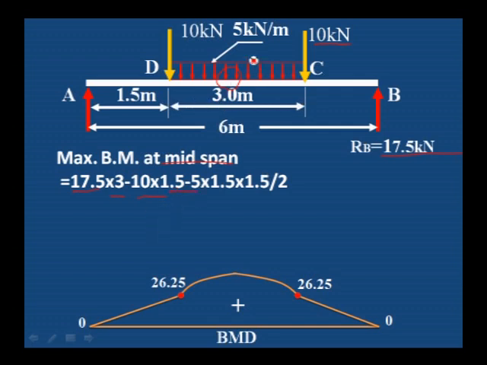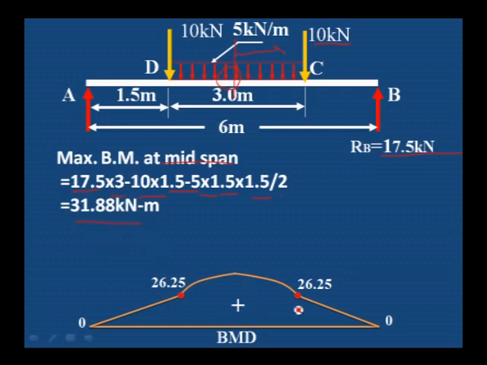minus uniformly distributed load 5 into half section only we are considering. Load half, that is 5 into 1.5 distance only. We are not considering the left side of the load, only the half portion, 1.5 distance, uniformly distributed load into that, which acts at the center of the half portion, that is 1.5 divided by 2.